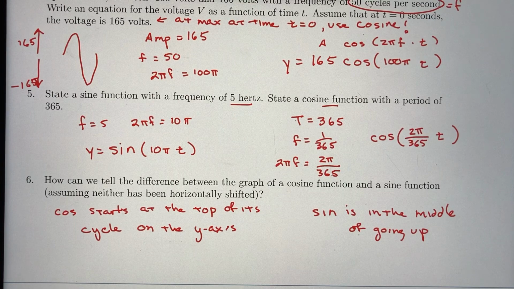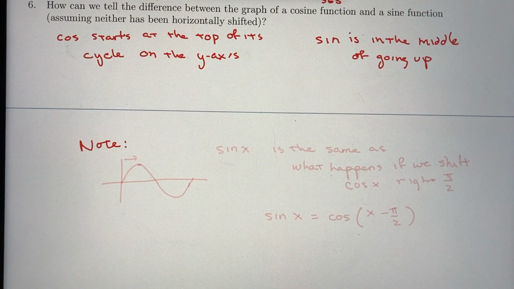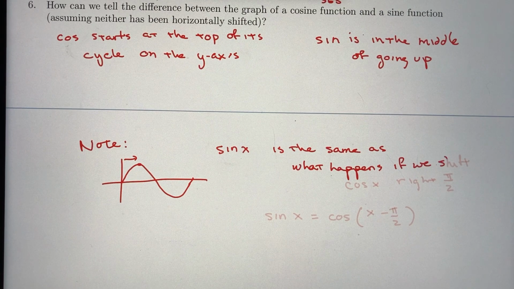Why does it say not horizontally shifted? So just a note for the future, if I take sine x, that's the same as cosine being shifted right by pi over 2. Sorry, that's the other way around. Cosine x, sine x. No, sine x is cosine x shifted right pi over 2. So interesting.